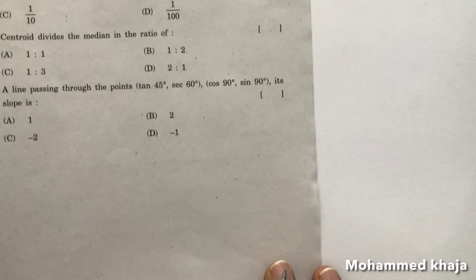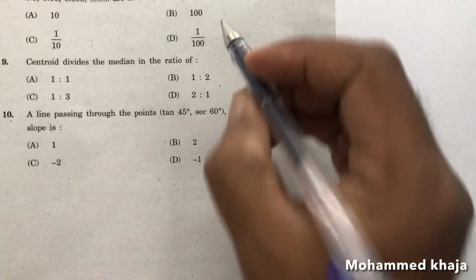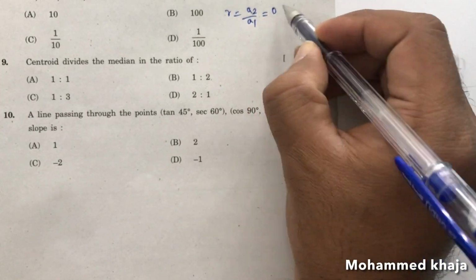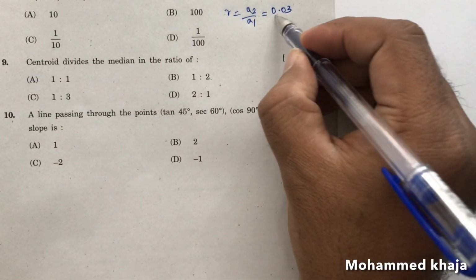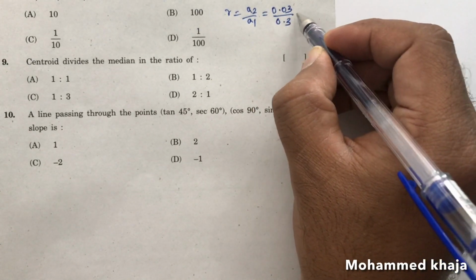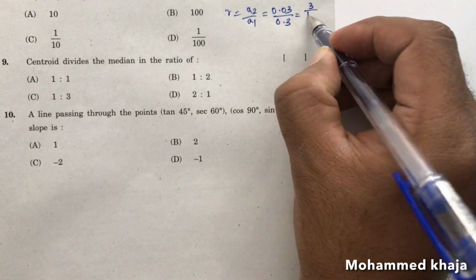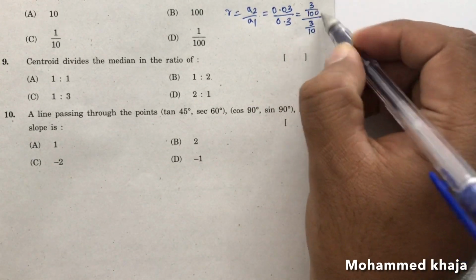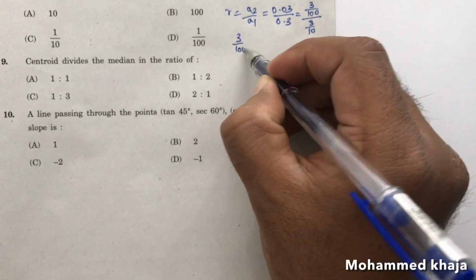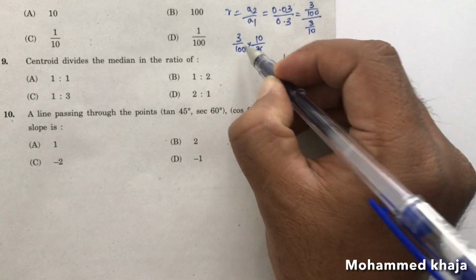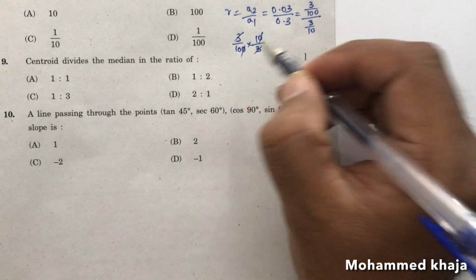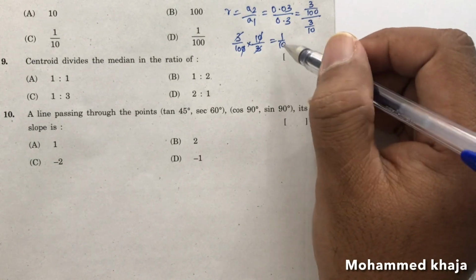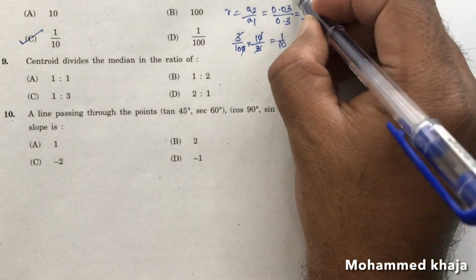See here, this is a GP. Common ratio formula is A2 by A1. A2 is here 0.03 by 0.3. 0.03 you can write as 3 by 100, and 0.3 you can write as 3 by 10. Now if you want, you can simplify in a clear way, like 3 by 100 into 10 by 3. 3 3 cancel. 0 0 cancel. So you are left with 1 by 10, which is 0.1, but here clearly 1 by 10 is there. So the correct option is C.